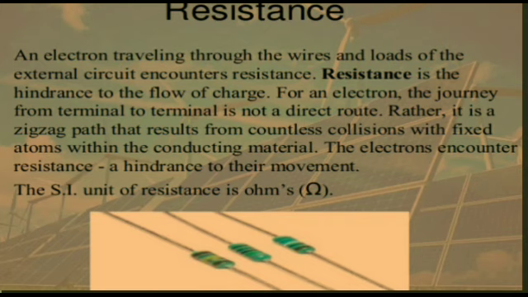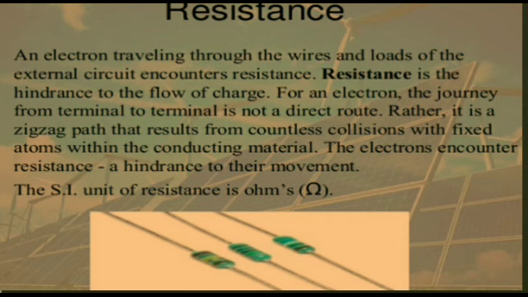For an electron, the journey from terminal to terminal is not a direct route. Rather, it is a zigzag path that results from countless collisions with fixed atoms within the conducting material. So the electrons encounter resistance, a hindrance to their movement. This is a brief explanation, you need not worry about this one. This is another explanation.